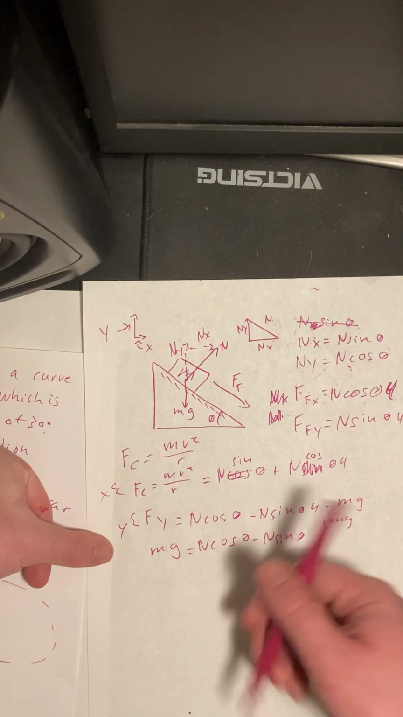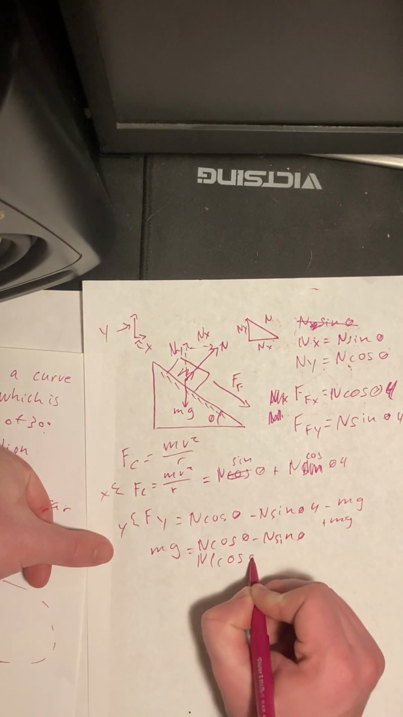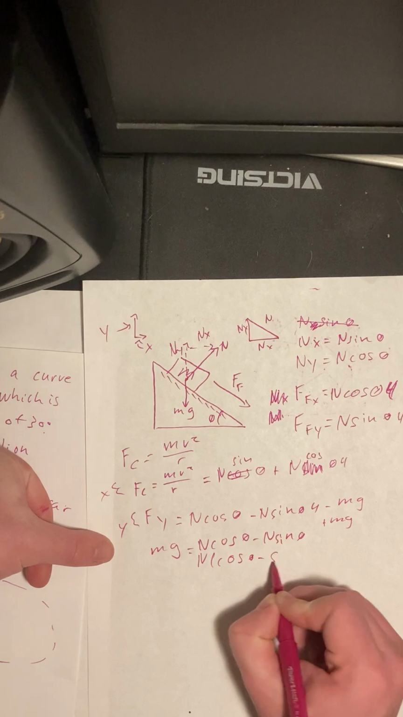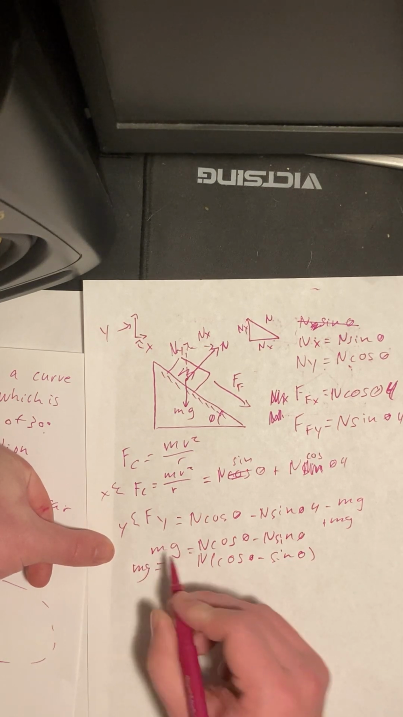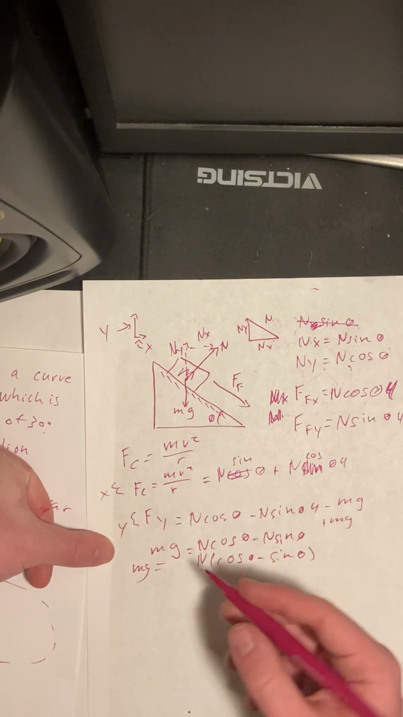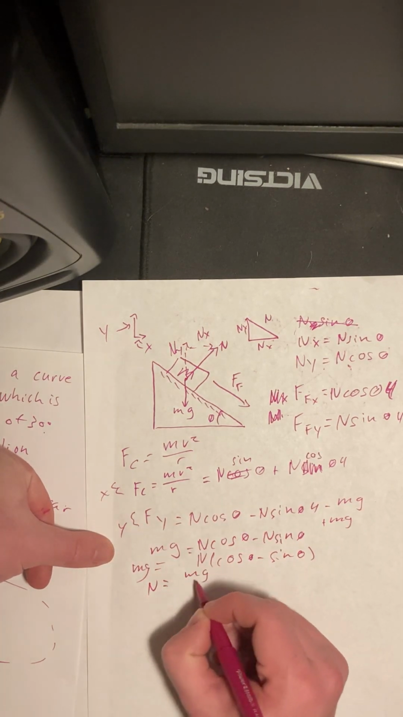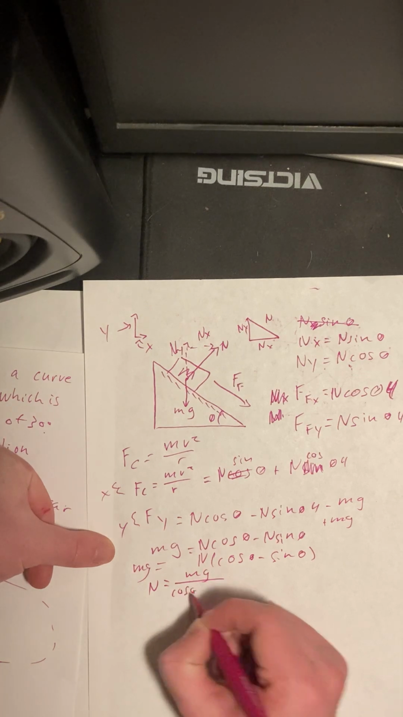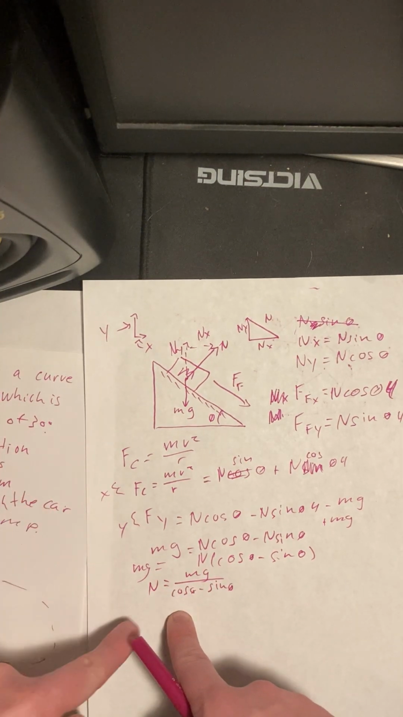But now we're still looking for n. We can factor this n out. n times cosine theta minus sine theta mu equals mg. Then divide that out. We do some more algebra. And we get n equals mg over cosine theta minus sine theta mu. So that's our n value.